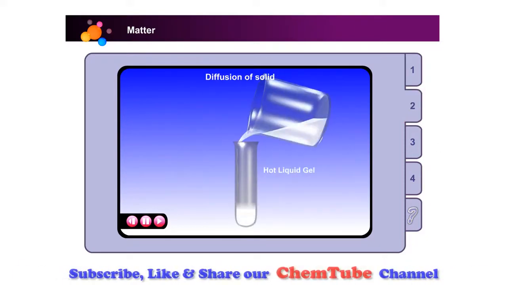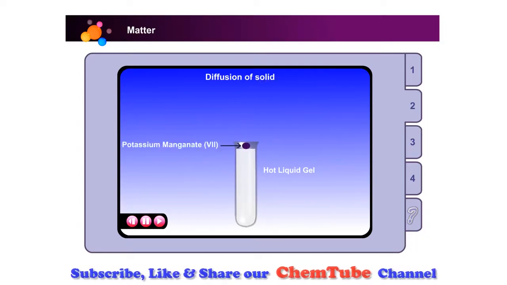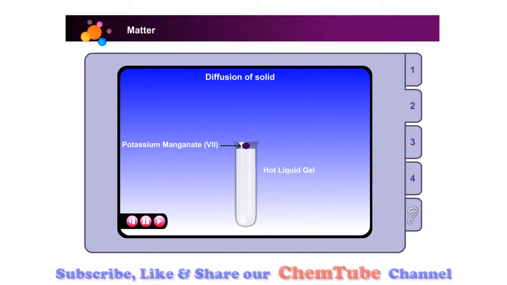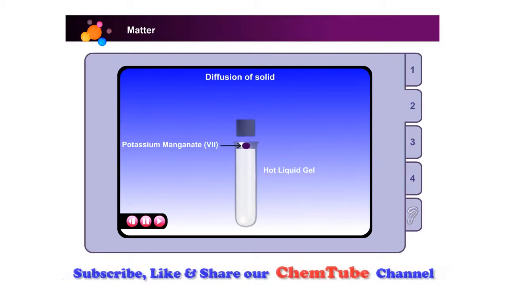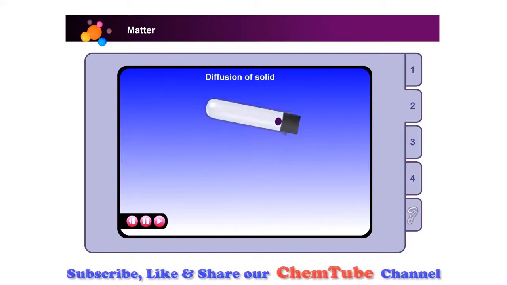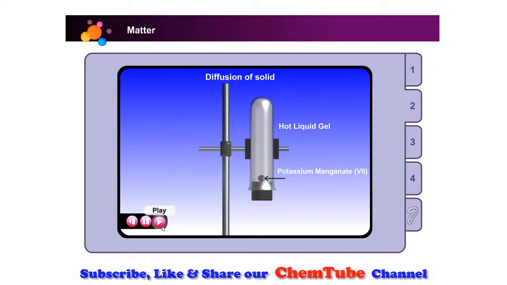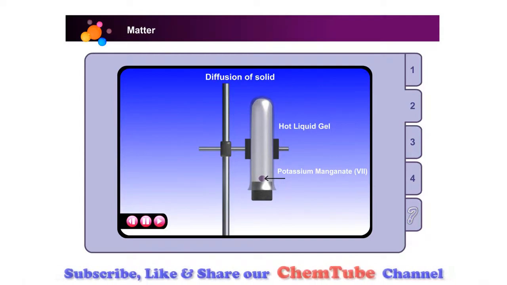Diffusion of solid. A test tube is filled with hot liquid gel and left to harden. A small piece of potassium manganate(VII) crystal is put on top of the gel. Then the test tube is plugged with a rubber stopper. The test tube is clamped upside down and left for 2 days. Now, click on the play button to start the animation. The potassium manganate(VII) crystal dissolves and diffuses very slowly into the gel due to the limited spaces for the particles to move.